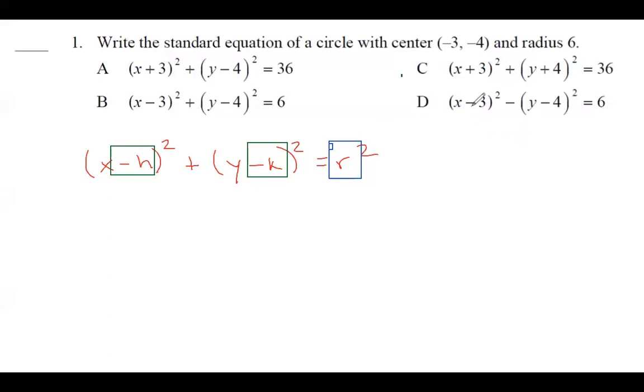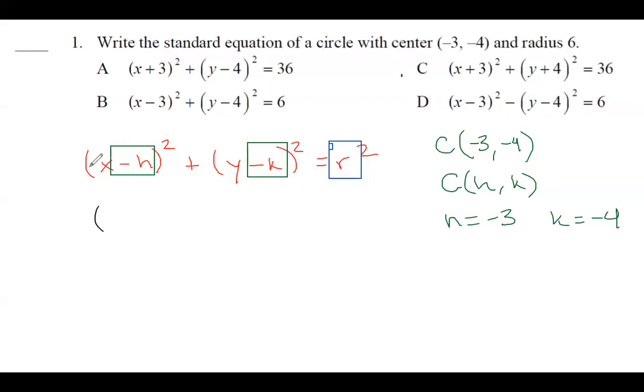So let's see, our center in this case is given to us as -3, -4. So center is -3, -4, which means that my center is at (h, k). So what is my h value? -3. My k is -4. So I'm going to go ahead and rewrite my equation with it substituted into our formula. So we have x minus -3, we close our parentheses, squared, plus y minus my k, in this case -4, squared equals my radius squared.